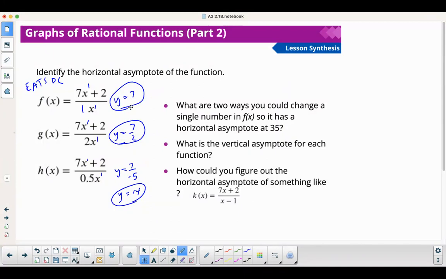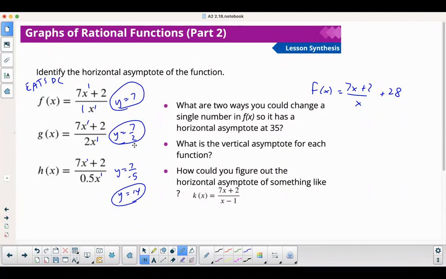Well, all you got to do is add a number on here. So if I'm already at 7, I need to move up 28 more. So what I could do for this function here is, let me just erase it here. Or I guess I could come over here. I could rewrite it as f of x equals 7x plus 2 over x. And then I could just put plus 28. Because if I was already at 7, I need to move up 28.